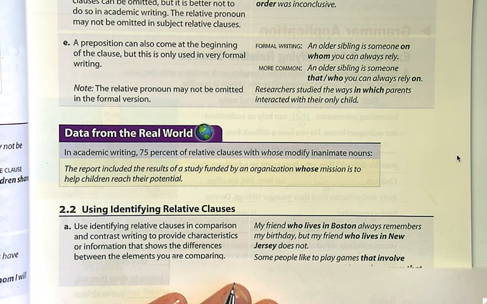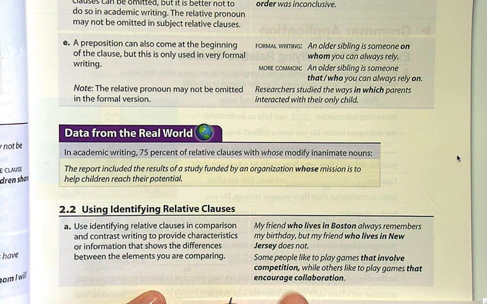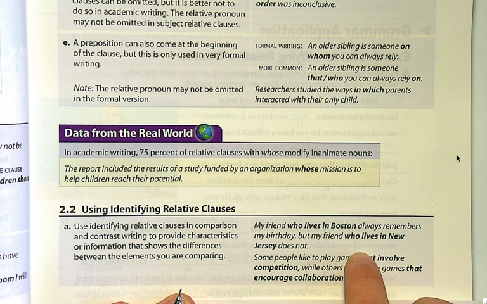Another example is some people like to play games that involve competition, while others like to play games that encourage collaboration. In this case, our comparison is between games, and some people who like this and other people who like that. So we're looking at games that involve competition as one item compared with games that encourage collaboration as the other item.